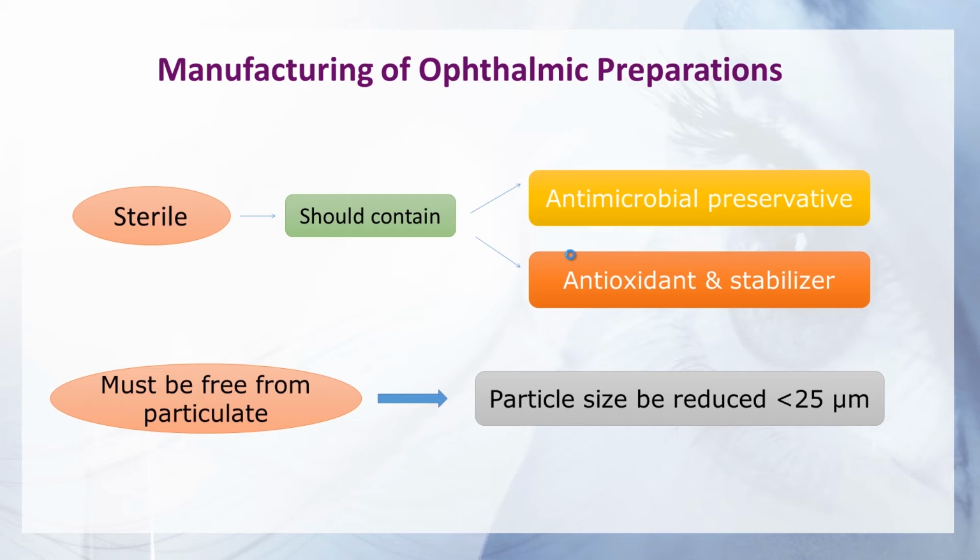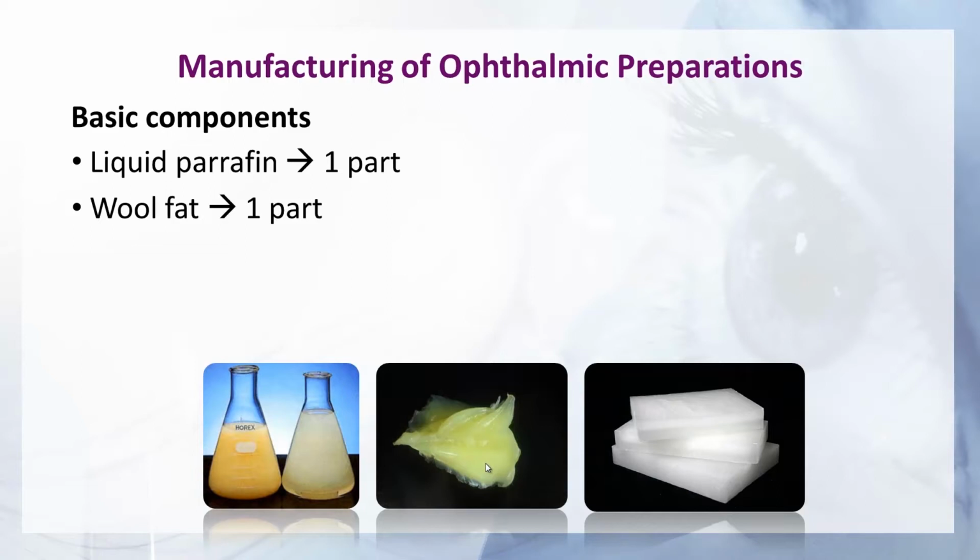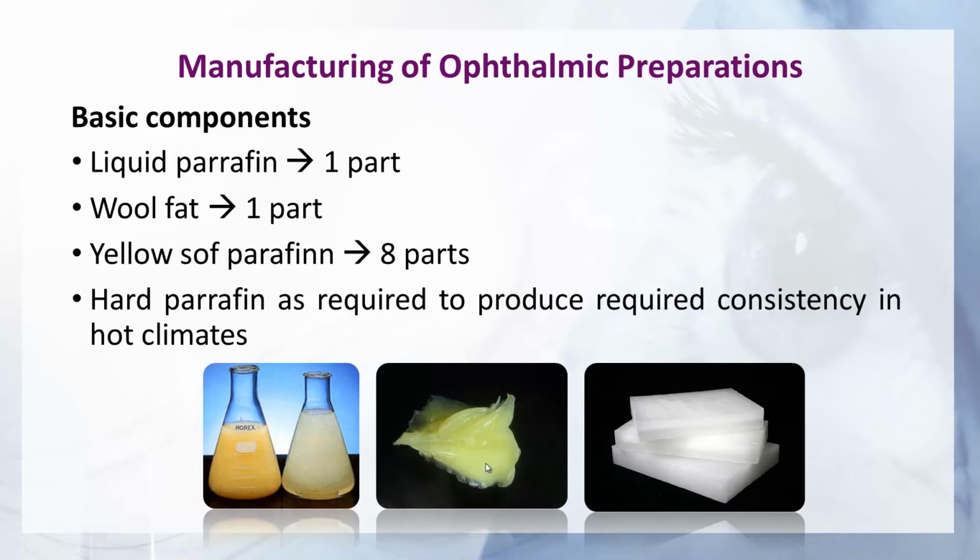Any eye ointment must be free from particulate matter, and the particle size of any solid particle present in the eye ointment should be reduced to less than 25 micrometer range. What are the basic components? Liquid paraffin 1 part, wool fat 1 part, yellow soft paraffin 8 parts and hard paraffin as required to produce required consistency in hot climates.